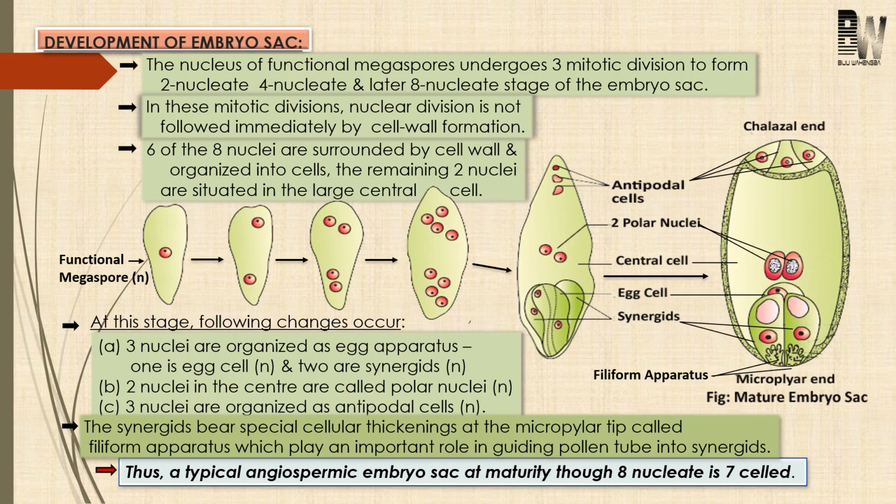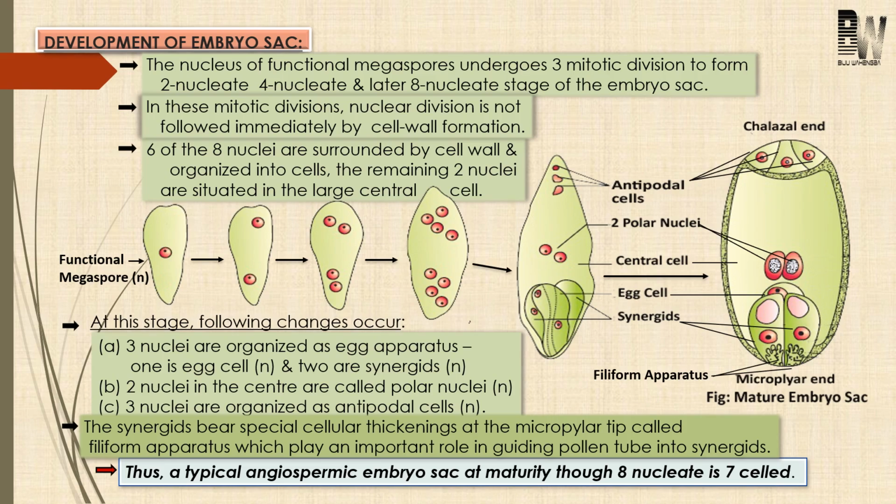Next, let's see how the functional megaspore develops into embryo sac. To develop embryo sac from a functional megaspore, the functional megaspore will undergo three mitotic divisions. Here, these three mitotic divisions will not be immediately followed by the division of cytoplasm. That is, every nuclear division is not followed by the division of cytoplasm. So, these three mitotic divisions will lead to the formation of two nucleated embryo sac, then four nucleated embryo sac, and then eight nucleated embryo sac.